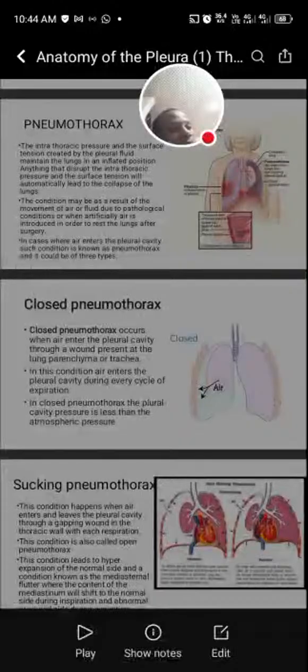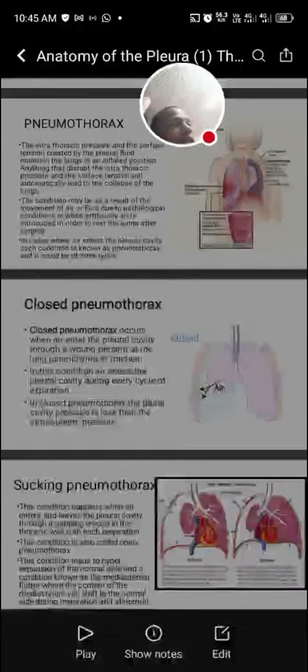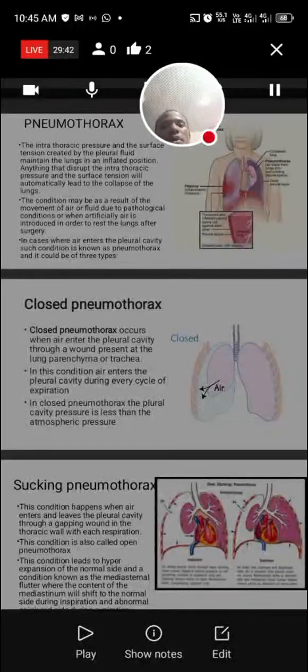Here, this ATM is less than what? The atmospheric pressure. Okay.